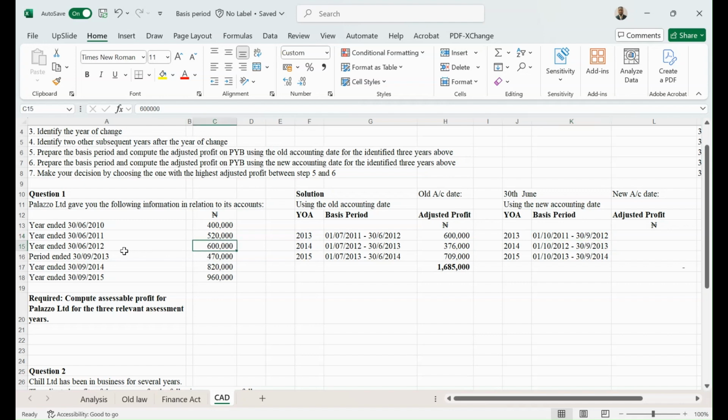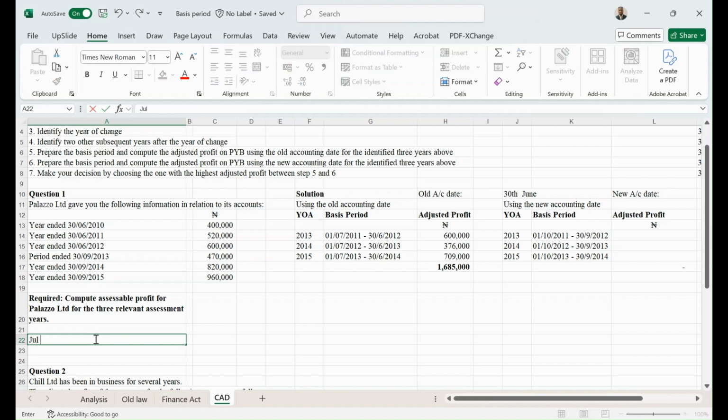The first 9 months are included in this 600,000. If you analyze it carefully, this one starts from July. Let me write it somewhere here. It started from July 2011 and ends in June 2012.